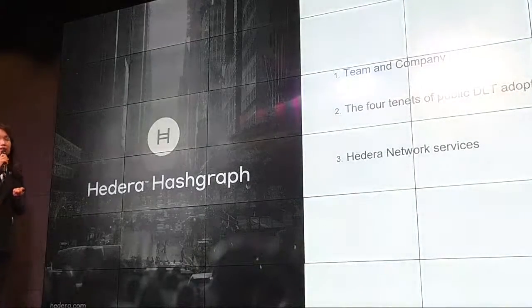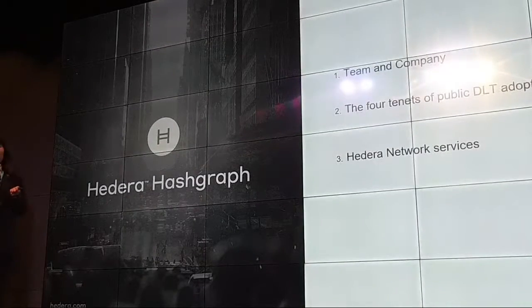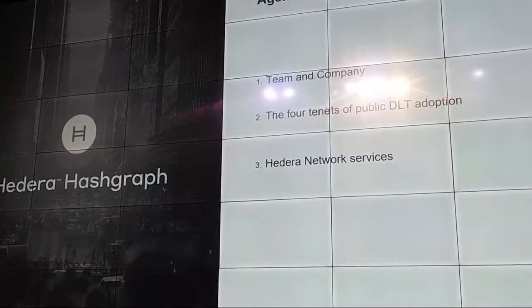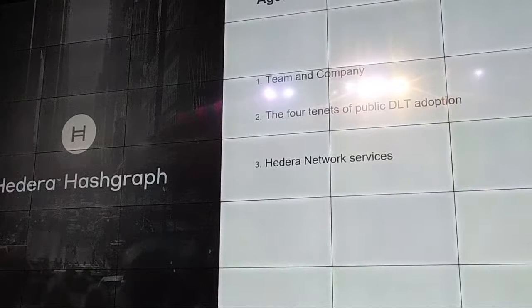Our team and company, the four tenets of public DLT, Hedera Hashgraph, and Hedera network services.